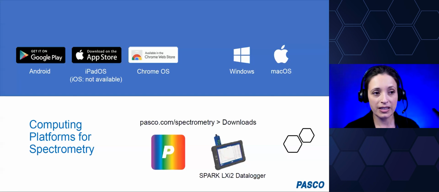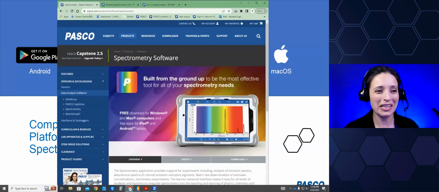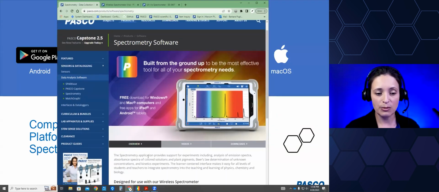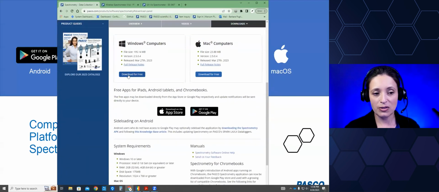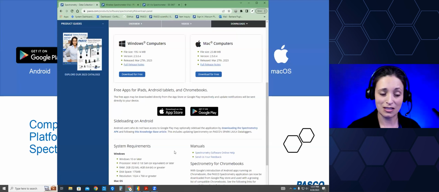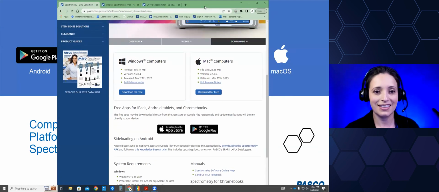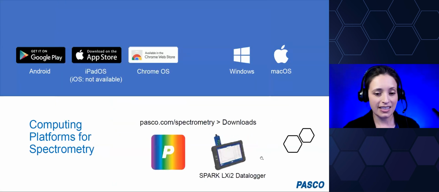So here I am. I'll move this out of your way in a second, but here I am at pasco.com/spectrometry. It'll take me to this URL. So here it's all about spectrometry software. But if you go over here to the right where it says downloads and click there, there's the download file for Windows computers or Mac computers. And there's also that information again on how to get the software on your other devices. Okay, let me move that back. You could also use the SPARK LX2 data logger. That is also compatible with spectrometry.